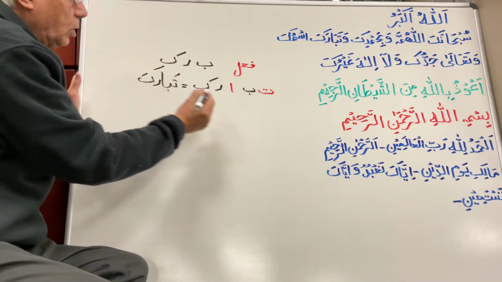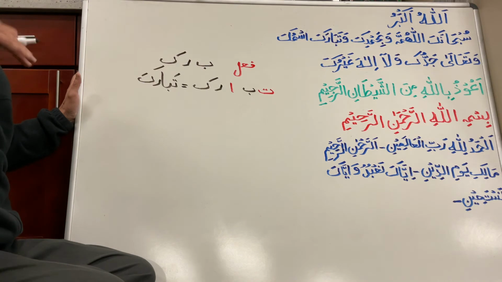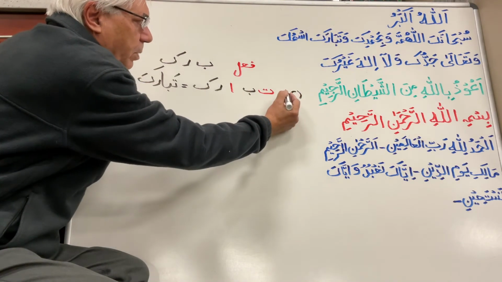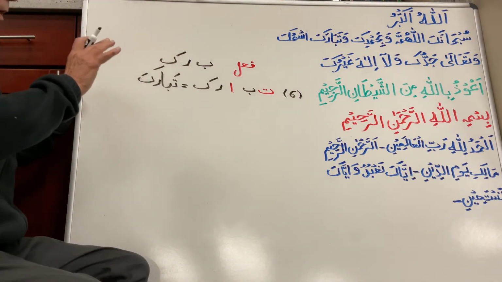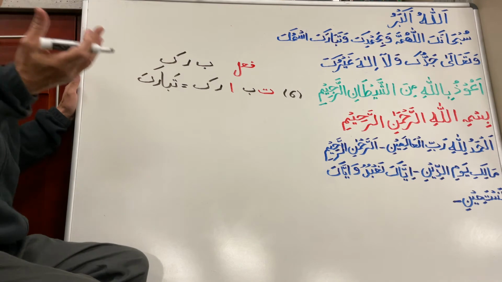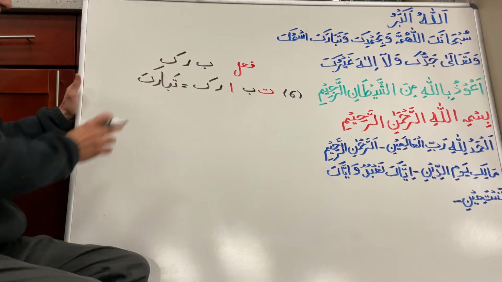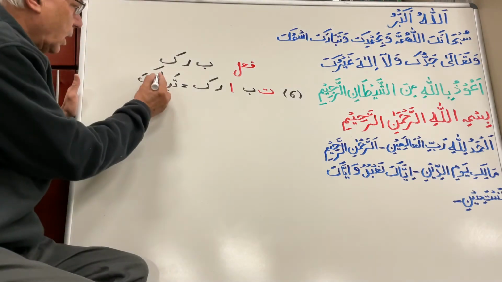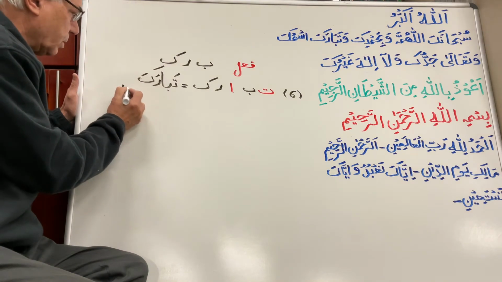Tabaraka. This rule is called, when we make a word by adding two letters in this position, this is called Bab number 6. We did up to Bab number 4 and Bab number 10. We didn't do Bab number 6. One of the rules of making bigger words is you add a ta and an alif in this position. So what's the meaning of tabaraka? Tabaraka means to be blessed.